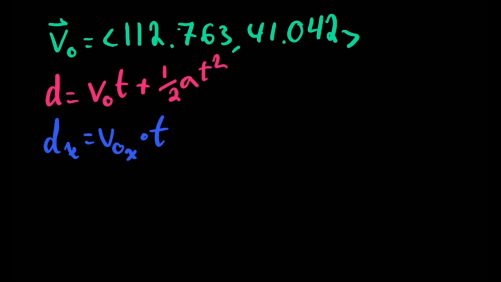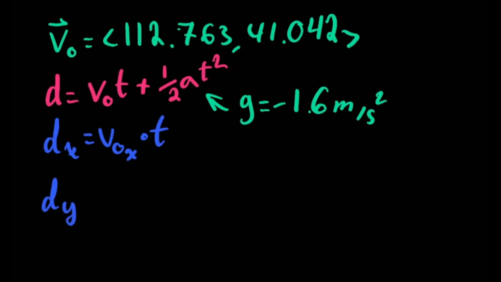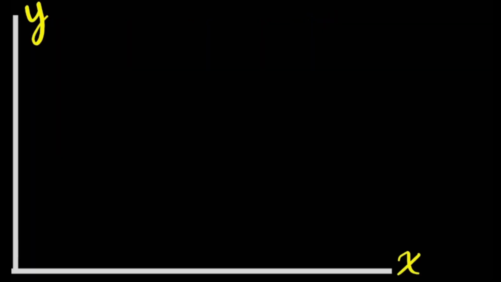In the y direction, we do need to apply acceleration, and that's simply the gravity force, which is equal to negative 1.6 meters per second squared. Knowing this, we can say that the displacement in the y is equal to the initial y velocity times time minus 1.6 over 2 times time squared. To graph the motion, we just have to plug in values for time. So we'll start with the easy one. When time is 0, the position will also be 0.